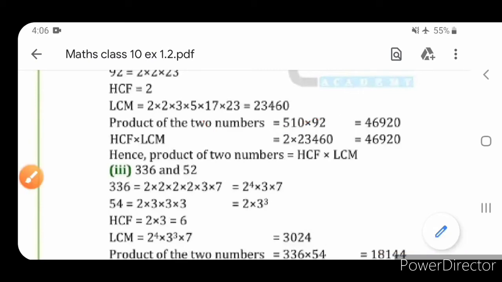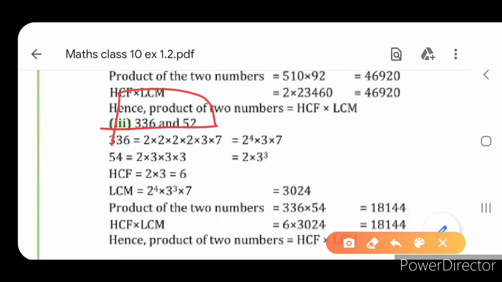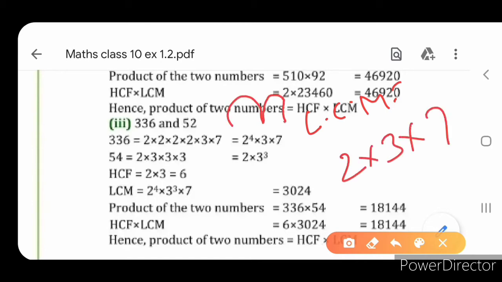Okay. Similarly we can calculate here for 336 and 54. So firstly the prime factorization of 336, we get 2 raised to power 4, 3 into 7, and when we make the prime factorization of 54, then we get 2 into 3 raised to power 3. Now we have to calculate LCM. I have told we have to write all bases one time in the form of multiplication, and we have to take maximum power. So firstly write all bases one time. Here all bases are 2, 3, 7. 2 into 3 into 7.